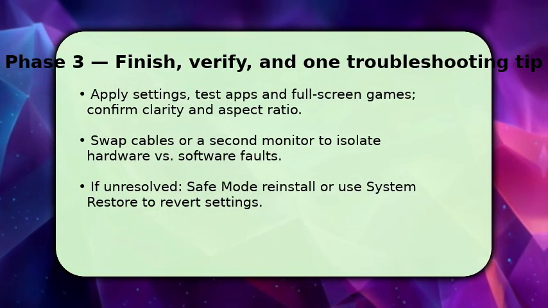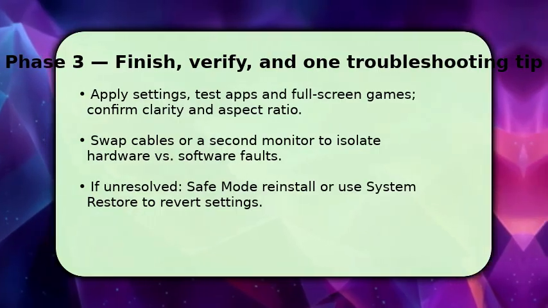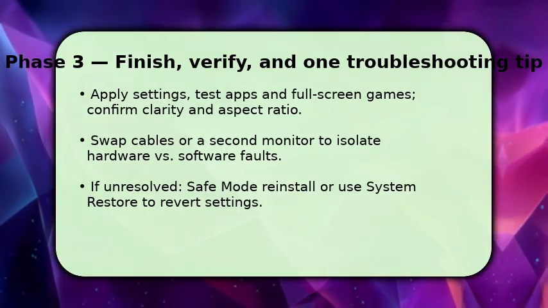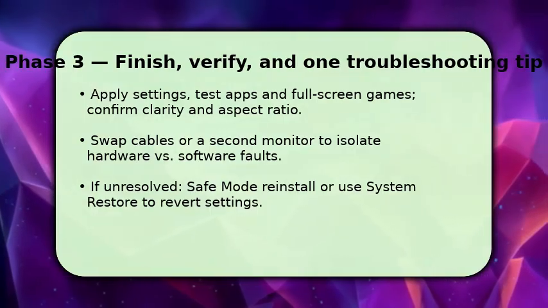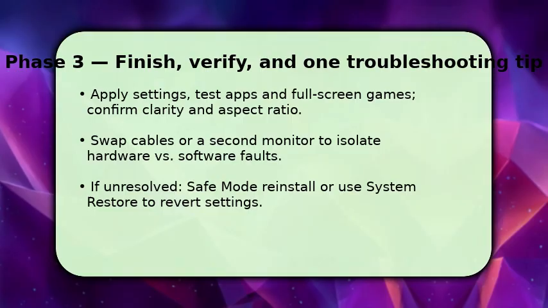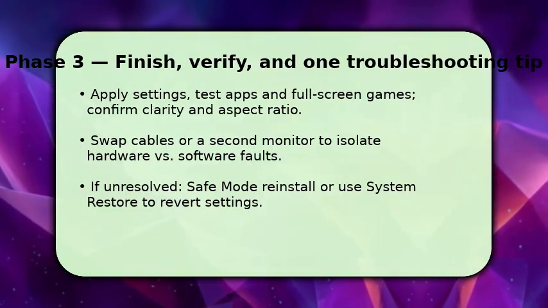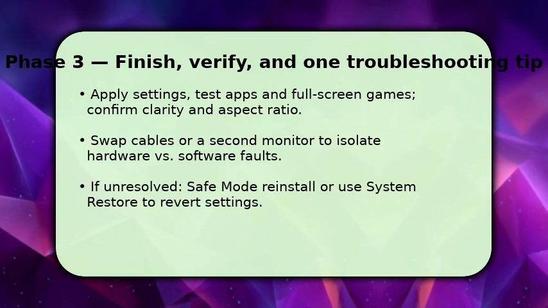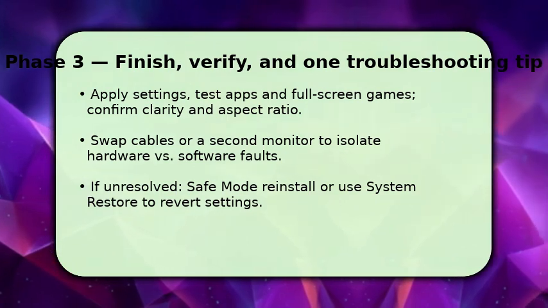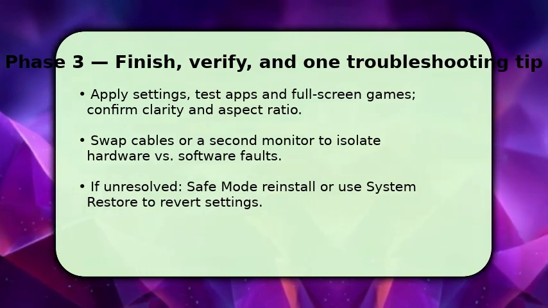If an odd aspect ratio persists, swap the cable or try a different monitor to see if the issue is hardware-related. Finally, if nothing fixes it, use safe mode to reinstall the display driver or roll back via System Restore. This single troubleshooting tip often recovers a working configuration when settings and drivers conflict.